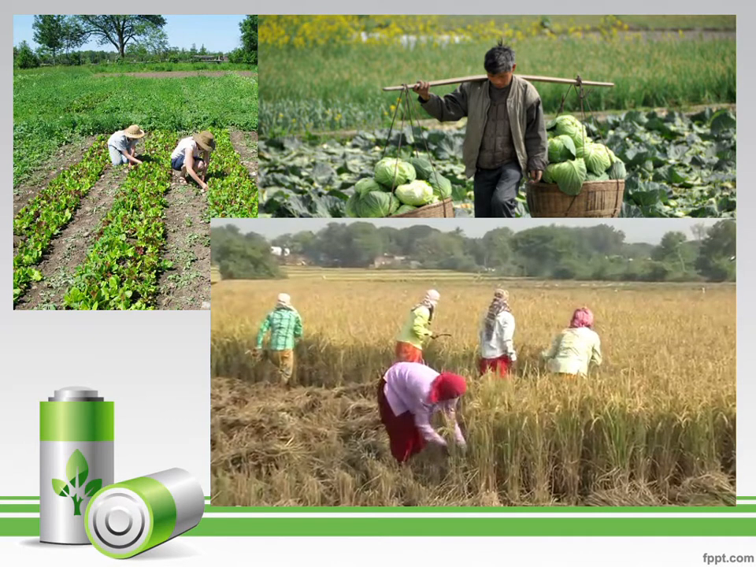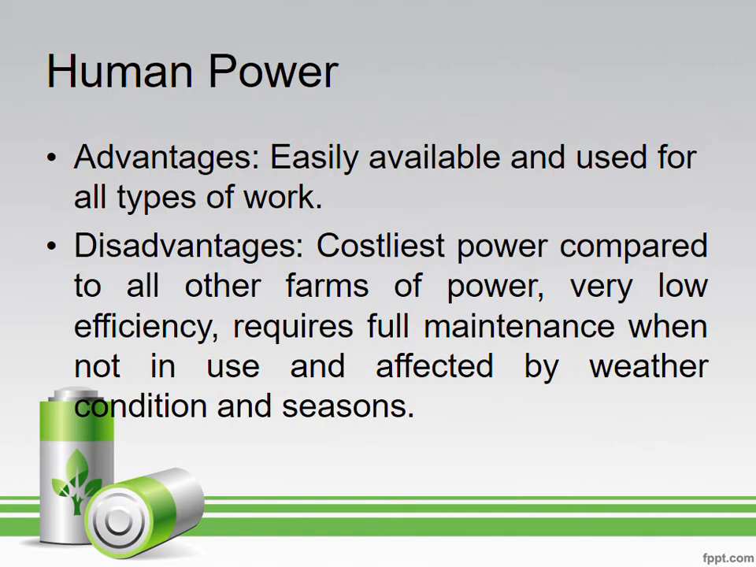For example, in reaping. The advantage and disadvantage, of course, that human power is easily available. Diyan lang sa tabi-tabi, pwede ka na mag-hire ng laborer. Ang tanong lang is kung skilled ba yung laborer or masipag ba yung laborer. And it is used for different types of work. Yung napaka-flexible ng tao when it comes to work from land preparation to post-harvest operations.